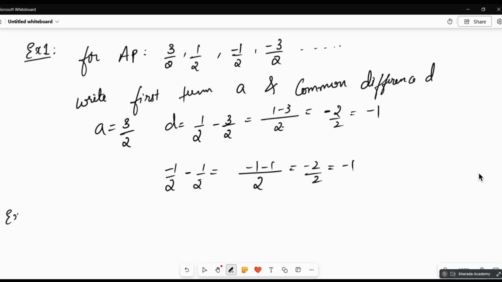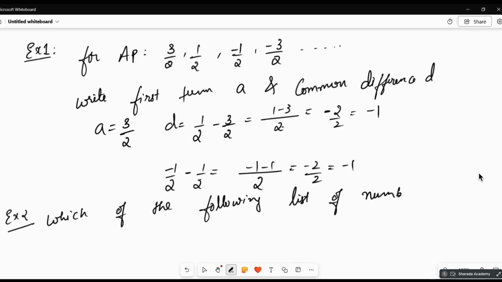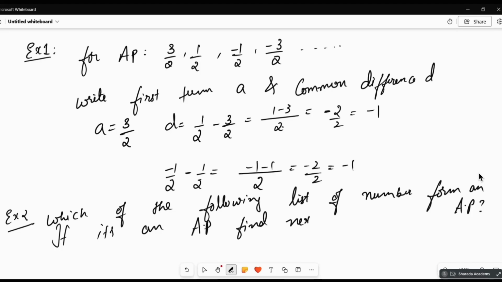So next, example 2. He is asking which of the following list of numbers form an AP? That is, whether the common difference is there or not, you should check there. We don't know whether it's an AP or not. First, you have to check whether it's an AP or not. Then, if it is an AP, find the next two terms. Okay, this is the question.